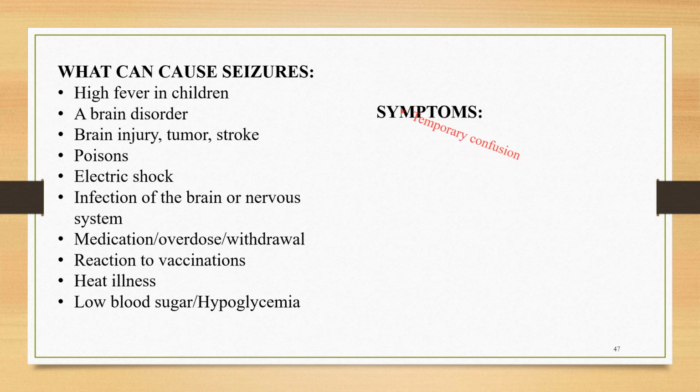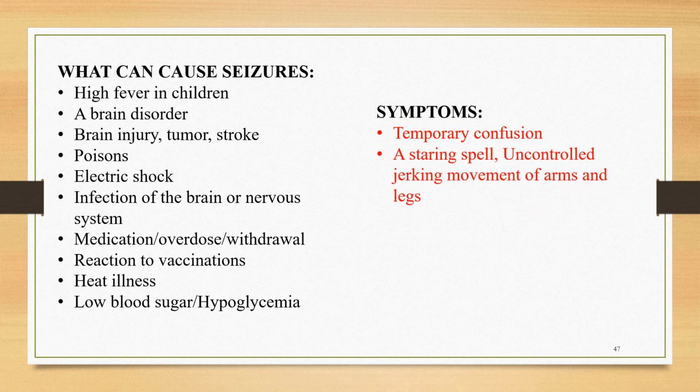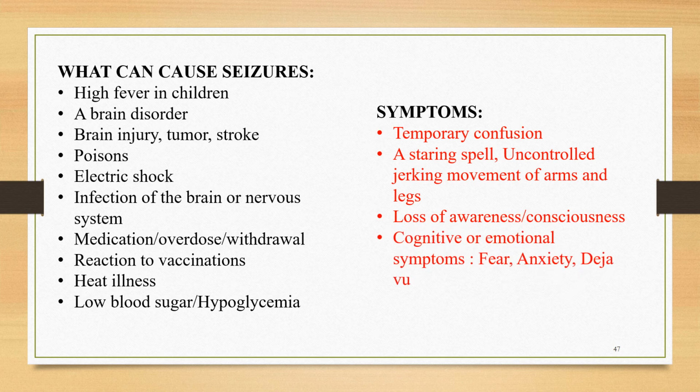What can cause seizures? High fever in children, a brain disorder, brain injury, tumor, or stroke, poisons, electrical shock, infection of the brain or nervous system, medication overdose or withdrawal, reaction to vaccinations, heat illnesses, and low blood sugar, hypoglycemia.